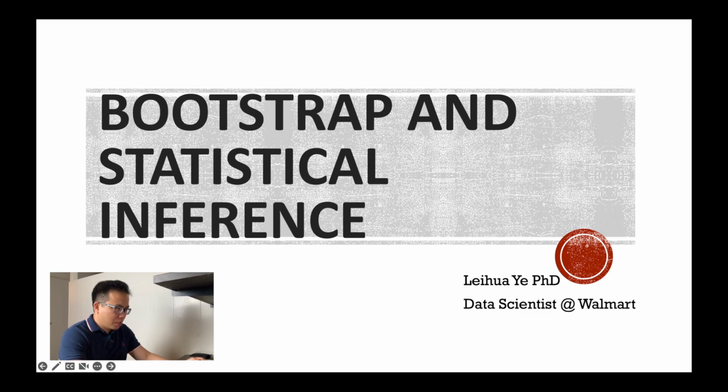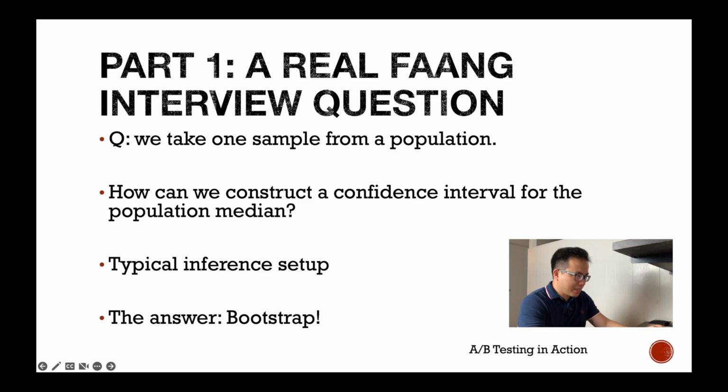So let's start with a real interview question from a big tech company. The question is, if we take one sample from a population, how can we construct a confidence interval for the population median or any other population parameter? Okay, this is a typical setup for statistical inference because we are trying to estimate the population parameter from a finite sample. And in this case, we are trying to infer the statistical parameter using just one sample.